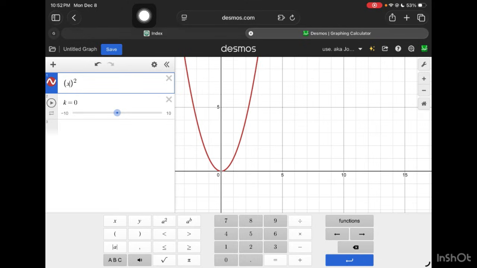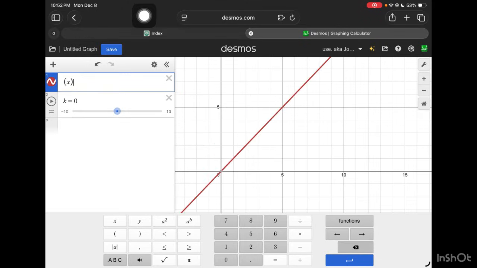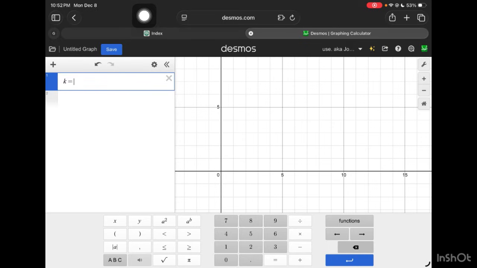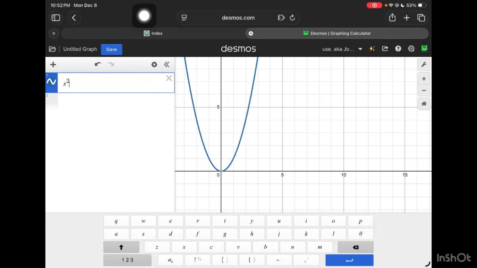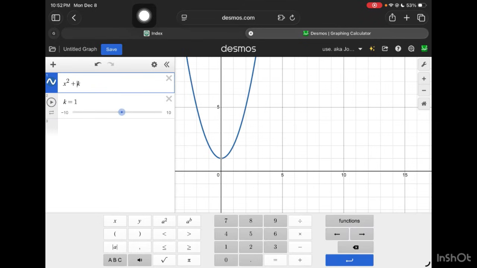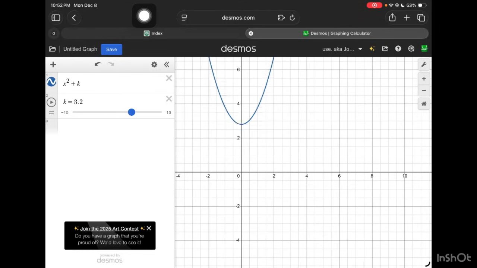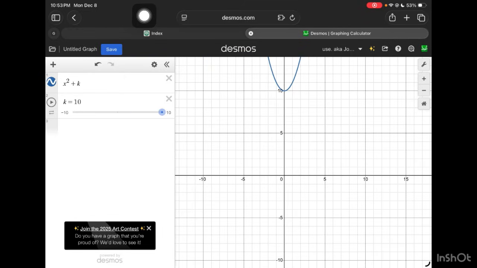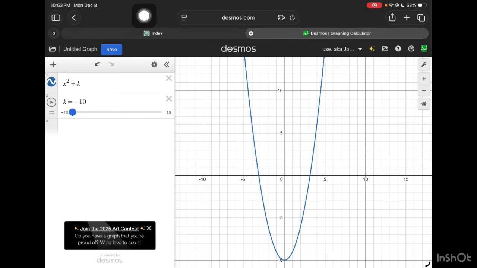Now watch what happens if we move the k. Let's look at what happens if we make the k outside the parentheses. Wait, I need the plus there. So now k goes either up or down. Why is this the case? Because we're adding to the entire function, not just the parent function. That's why when we make k positive, it goes up, and if we make k negative, it goes down. This is called your up and down shifts. Okay.